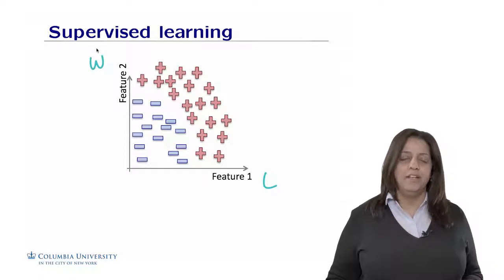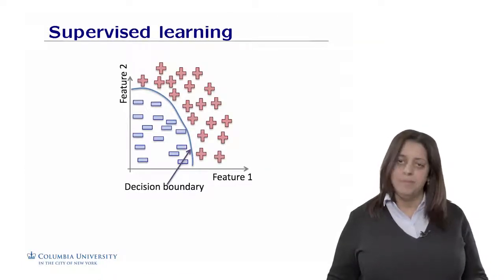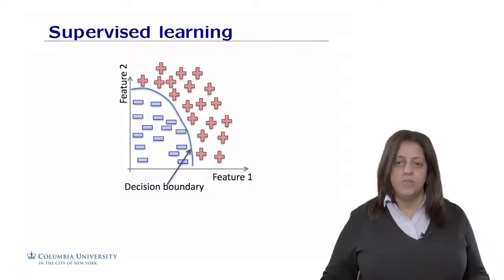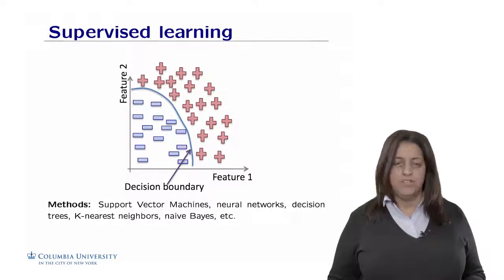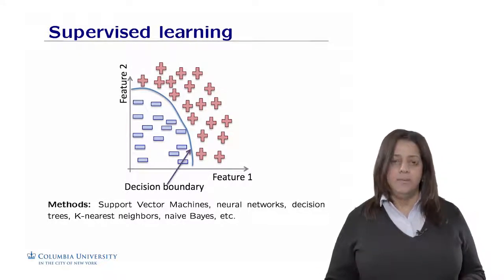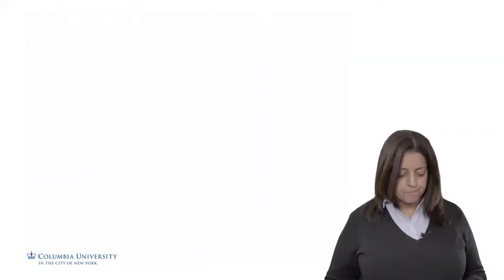The goal is to uncover what we call a decision boundary that separates the bananas from the oranges, or positive from negative examples. In this case, this is a possible decision boundary that tells where the area of the bananas is and where the area of the oranges is. Examples of methods include support vector machines, neural networks, decision trees, k-nearest neighbors, naive Bayes, and many more. You're going to see a subset of these, and you're going to see even more methods in your second course dedicated to machine learning.